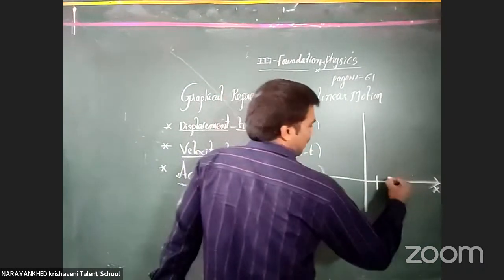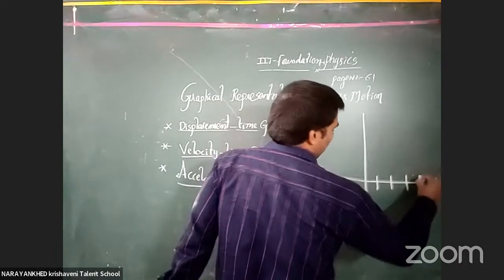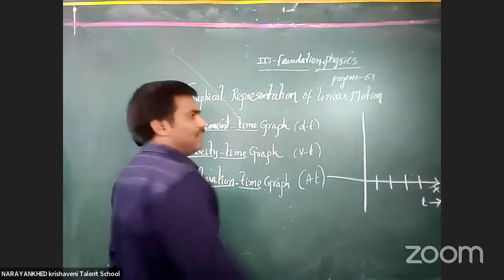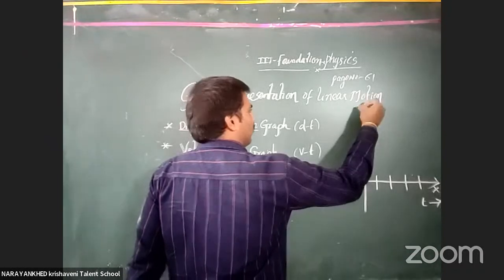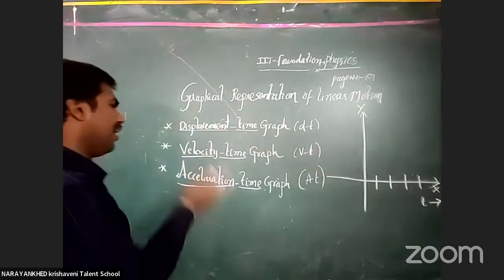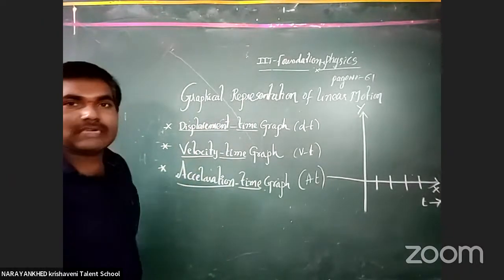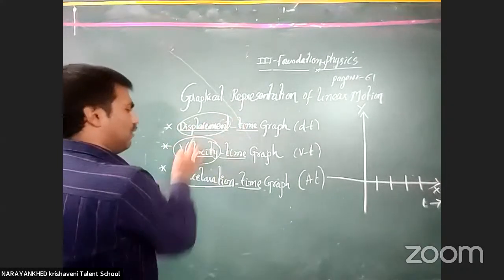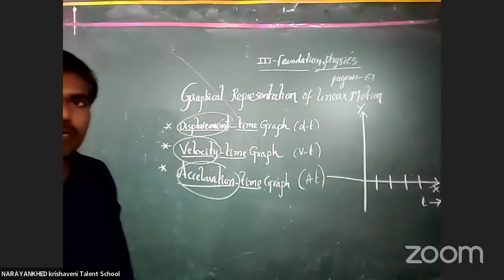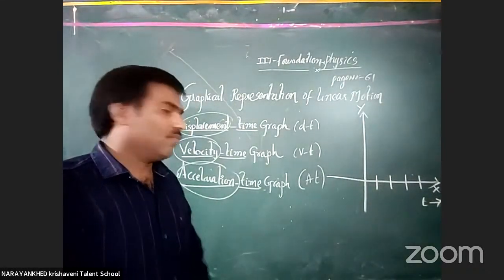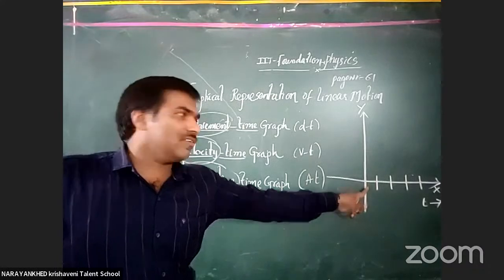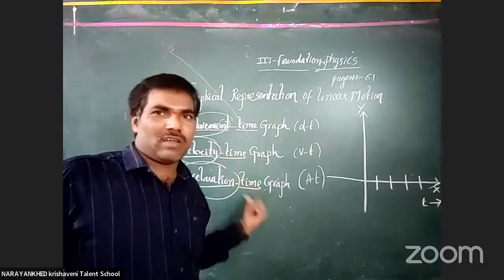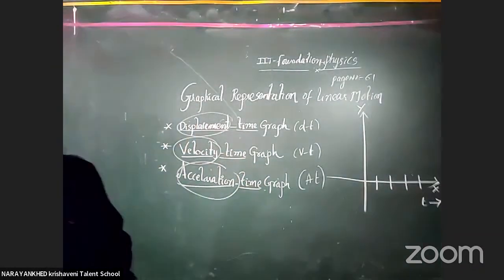For our easy representation, most of the graphs contain time on the x-axis. What is on the y-axis? Either displacement or velocity or acceleration. Got it or not? That is the first fundamental concept you have to know: time is on the x-axis, and whatever changes are coming in displacement or velocity, we take on the y-axis.